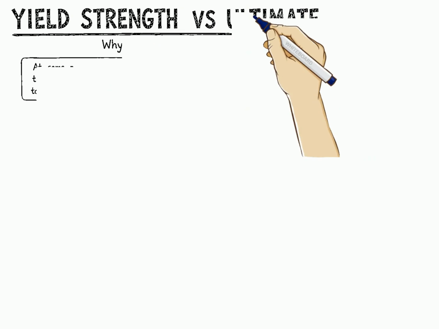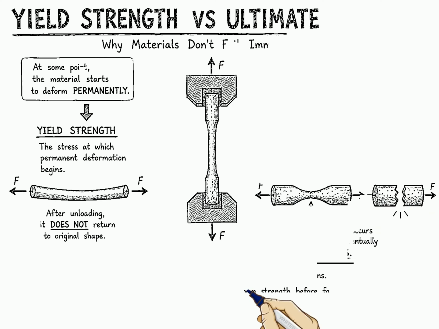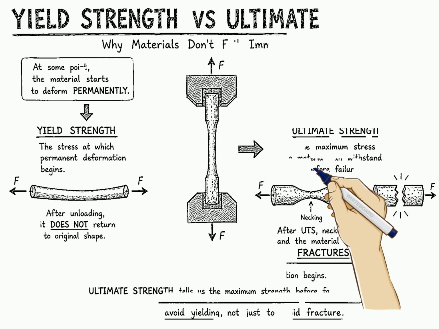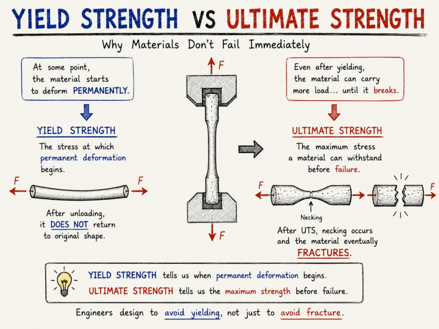Imagine pulling a steel specimen in a tensile testing machine. At first, it stretches elastically and returns to its original shape. As the load increases, permanent deformation begins at the yield strength. Surprisingly, the material can still carry additional load until it reaches the ultimate tensile strength. Understanding these 2 points is essential for engineering design.